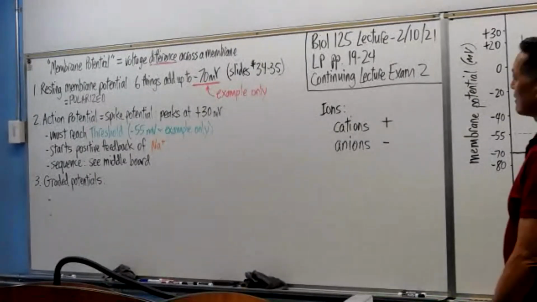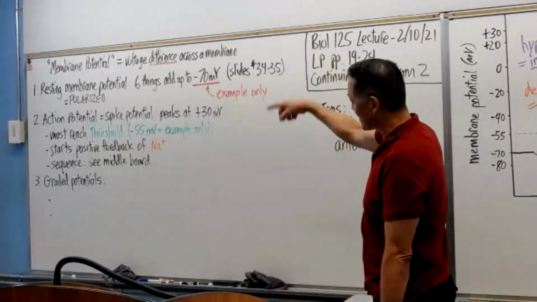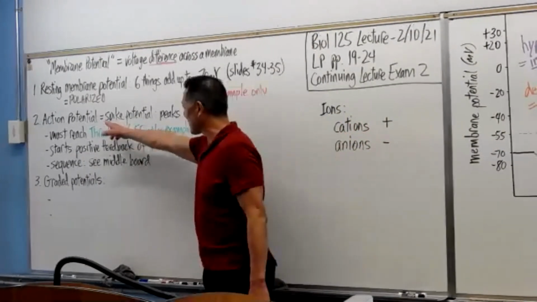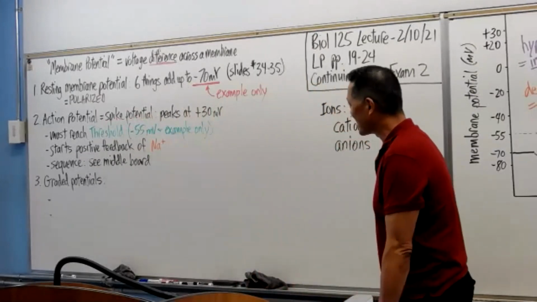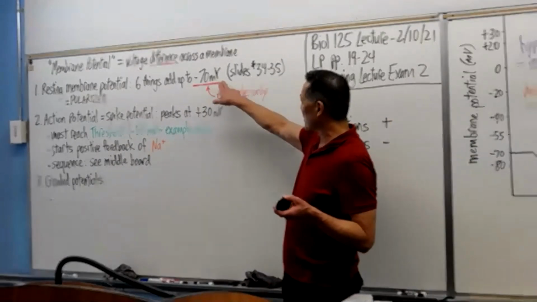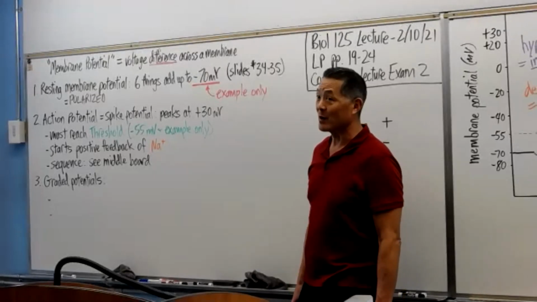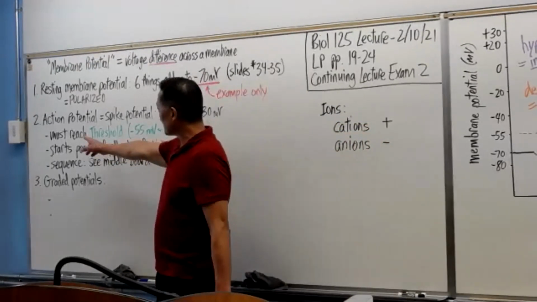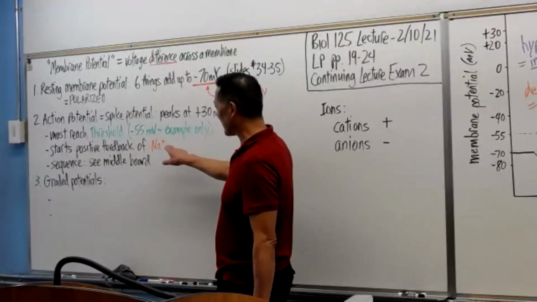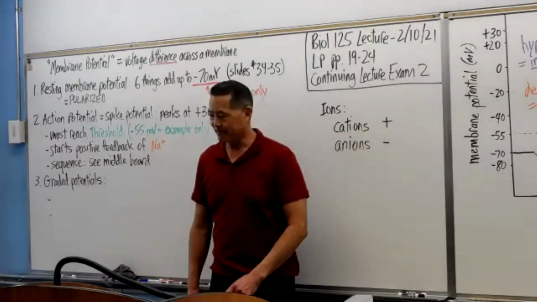So I have resting membrane potential, also called polarized. Six things add up to minus 70, but that's an example only. Those six things are listed on slides 34 and 35. Action potential, also called the spike potential, peaks at plus 30 millivolts. Again, that varies. Be sure you understand this is millivolts. First, you must reach the threshold, minus 55, and again, that's an example only. That starts a positive feedback loop for sodium channels with sodium rushing in. Sequence is on the middle board.